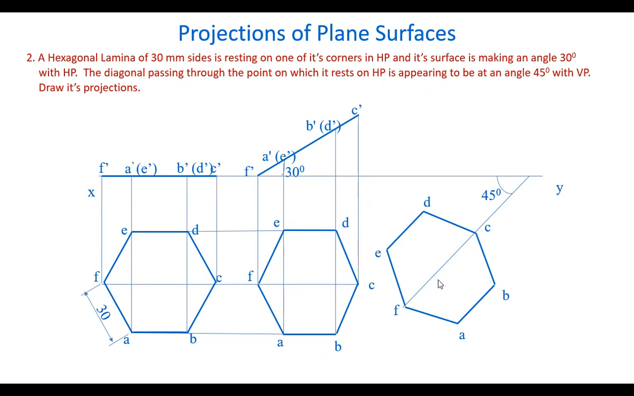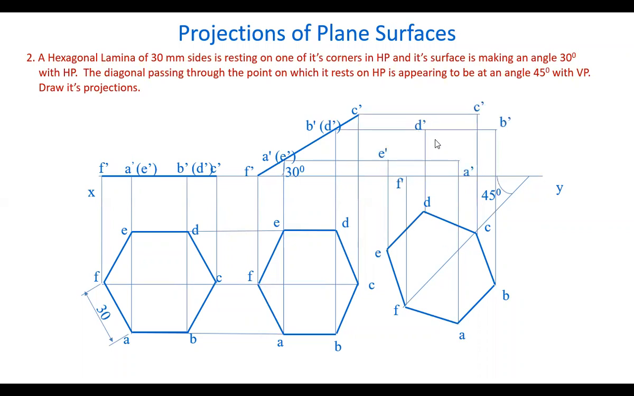Let's draw the front view. Draw projectors from all the points here, A, B, C, D, E, F. Draw horizontal lines from these points. Mark the intersection points here, A dash, B dash, C dash like this. Join all the points by straight lines. You get the front view. Okay. So here we got the final front view, final top view. These are the final projections of the plane, a hexagonal lamina, when its surface is making an angle with both the planes. Hope you had understood this topic very well.